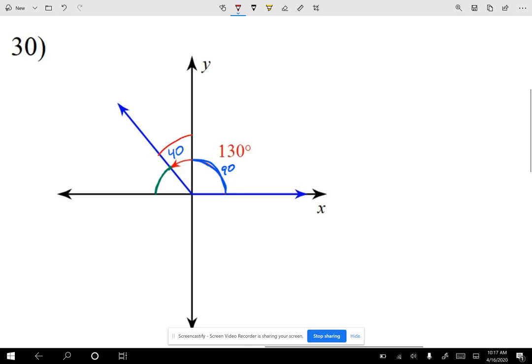Now, I know this whole thing is 90. Part of it is 40. I'm looking for how big the other part is. Shouldn't the other part be 50 since the whole thing is 90? I just found out that the angle I was looking for is 50.